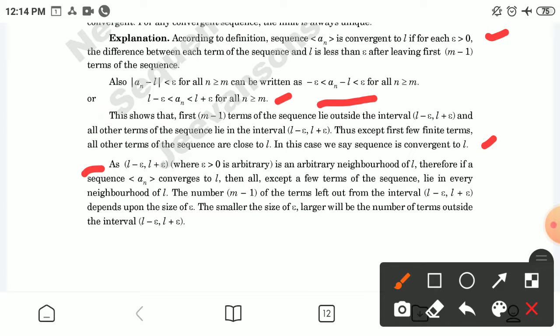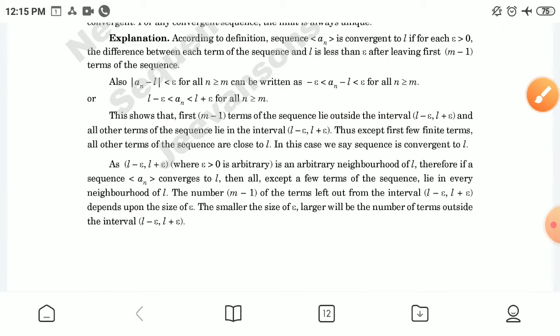Therefore, if a sequence a_n converges to L, then all except a few terms of the sequence lie in every neighborhood of L. The number m minus 1 of the terms left out from the interval L minus epsilon to L plus epsilon depends upon the size of epsilon. The smaller the size of epsilon, the larger will be the number of terms outside the interval L minus epsilon to L plus epsilon.